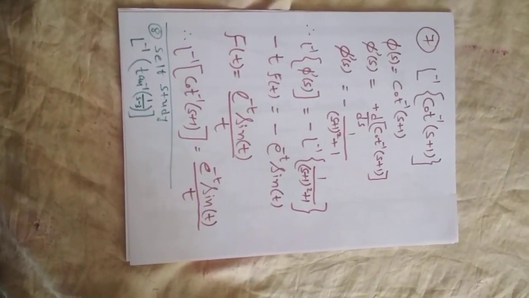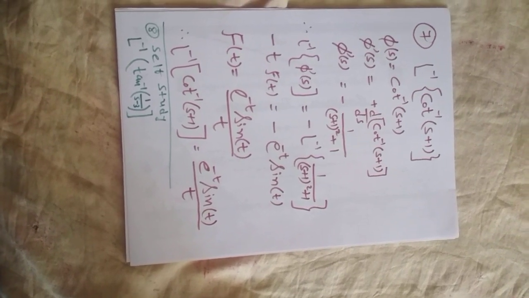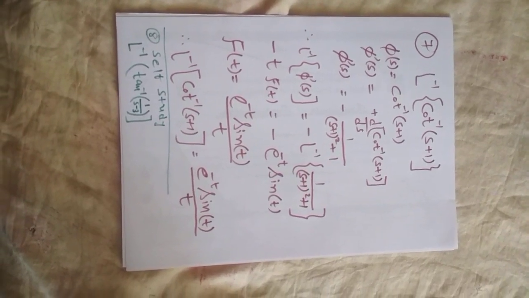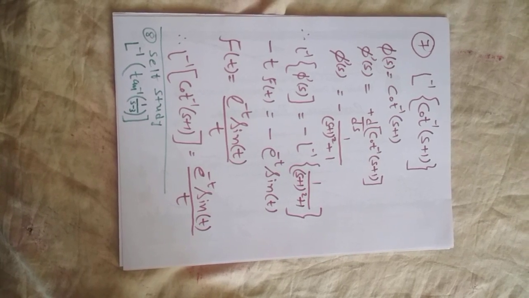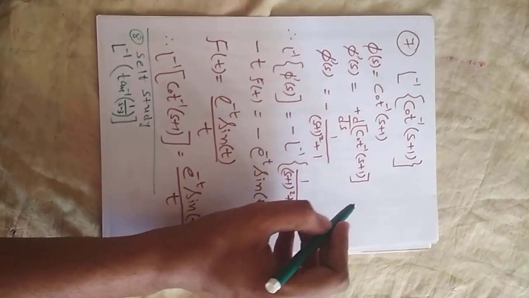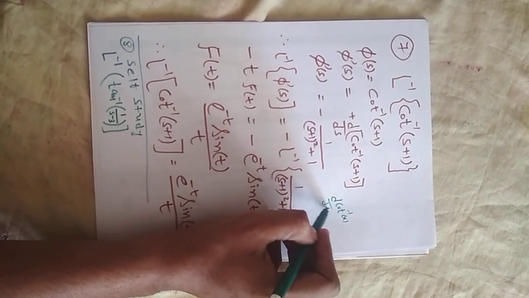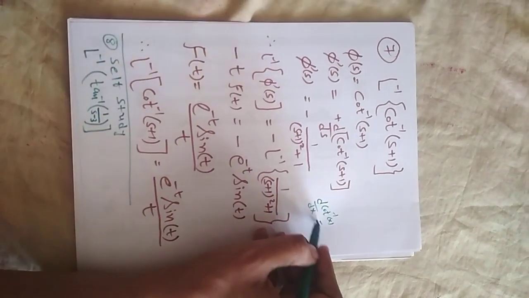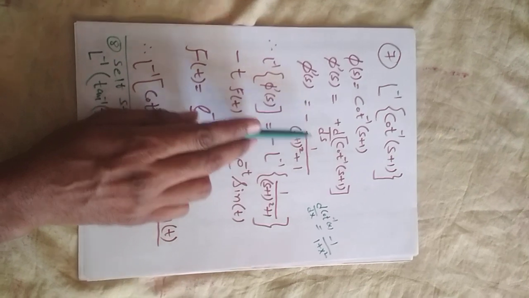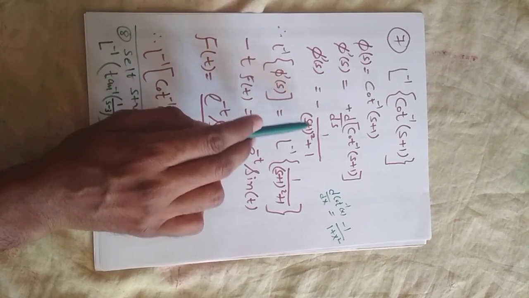Let us see one more example. L inverse of cot inverse (s plus 1). Here phi of s is equal to cot inverse (s plus 1). So phi dash s: differentiate both sides with respect to s. As we know, the derivative of cot inverse x dx equals minus 1 upon 1 plus x square. So here I am taking minus 1 upon (s plus 1) whole square plus 1, where this is our x.